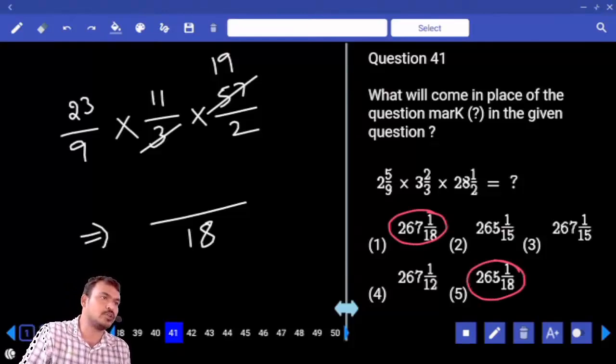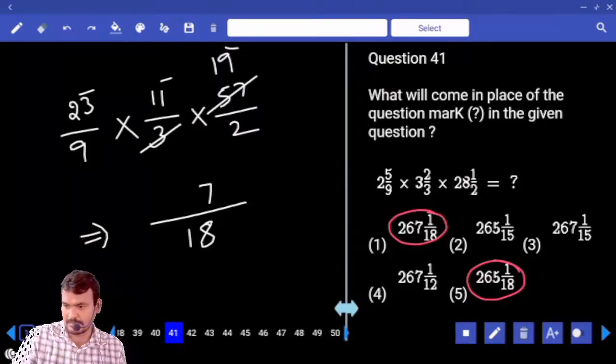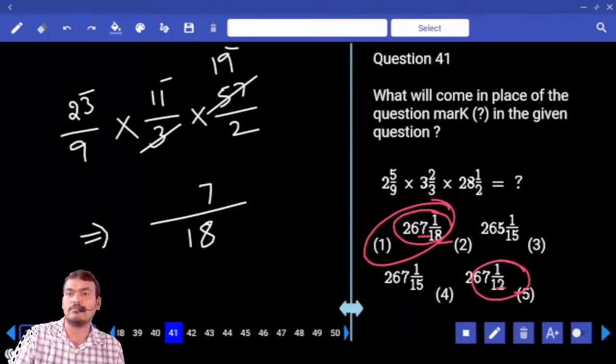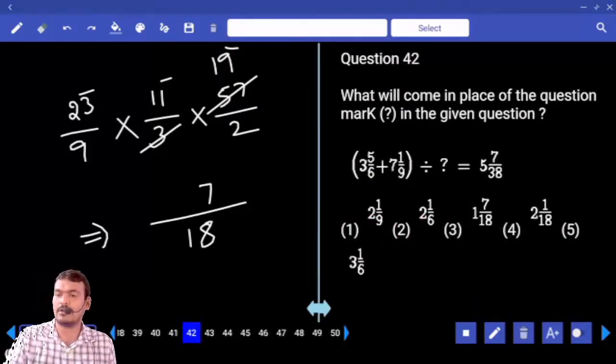Okay, verify the units position. 3 ones are how much? 3 into 9 is 27, ending with 7. 8 sevens in the first option are how much? 6. 6 plus 1, 7. But in the fifth option, 8 5s are 40 plus 1, 41. Which one satisfies the units position 7? Only the first option. That is the answer.